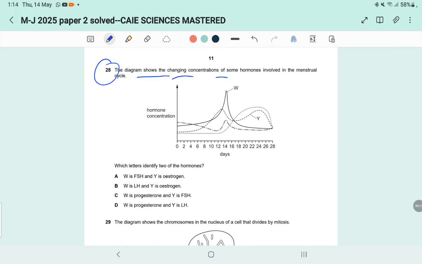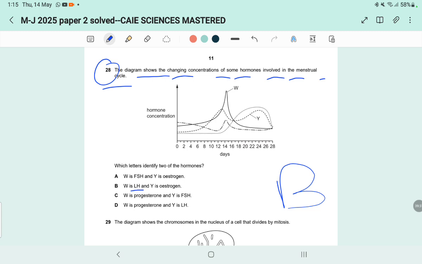28. The diagram shows a changing concentration of some hormones involved in menstrual cycle. So this is a graph for people who really memorized their lessons, for people who really studied. Okay, so 28 will be here B. It's like something that you need to memorize. W is the LH hormone and Y is the estrogen hormone.